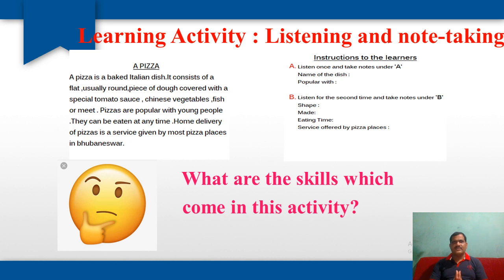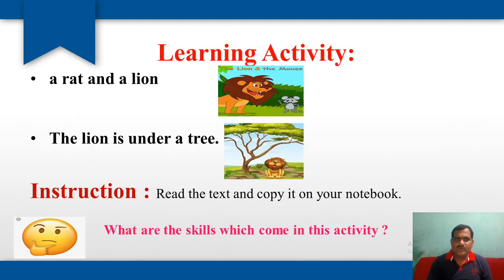Yes, you can find first the student listens, then also writes. So here you can find there is the integration of listening and also the writing. Okay. Proceed to the next learning activity, that is there is a text. The text is written with the pictures, that is a rat and a lion, and the lion is under a tree. So the student will be instructed to read the text and also copy it on their notebook.